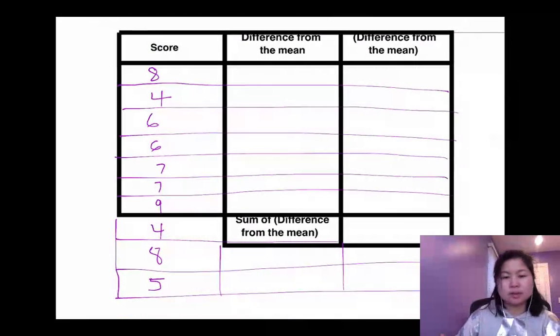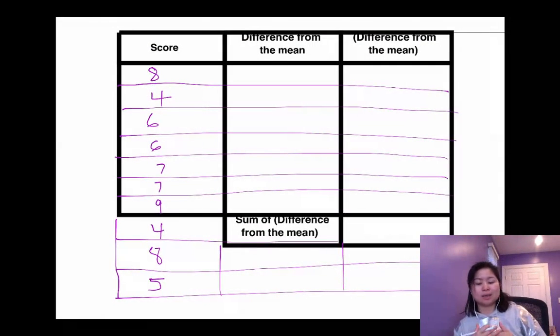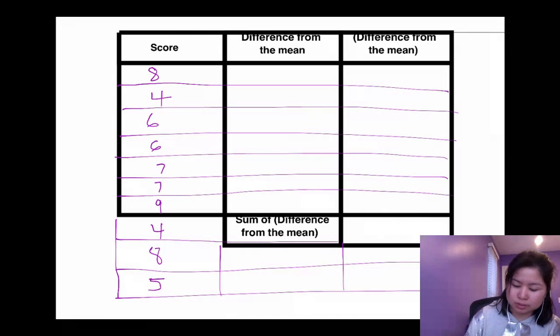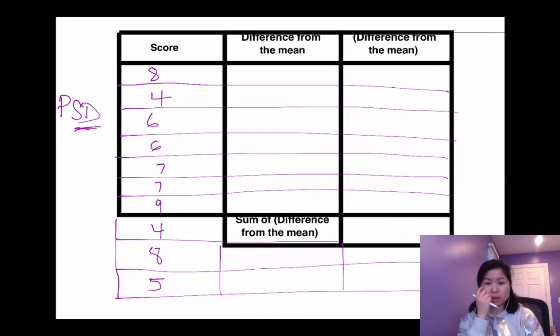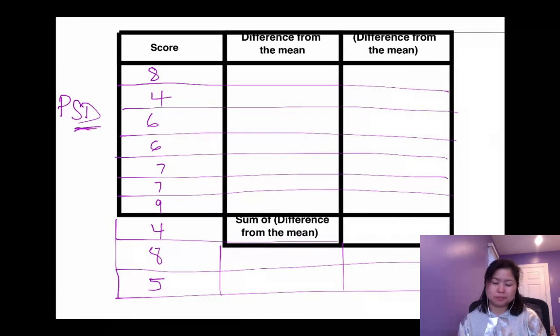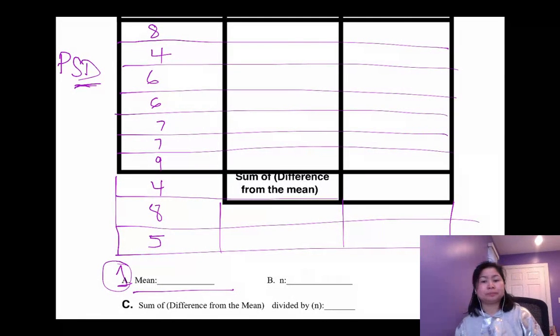So if this is given to you, step number 1, because these are all the games that they play, what we're going to do is find the population standard deviation. Okay, SD stands for standard deviation. P, population. Okay, step number 1, I need to find the average or the mean.